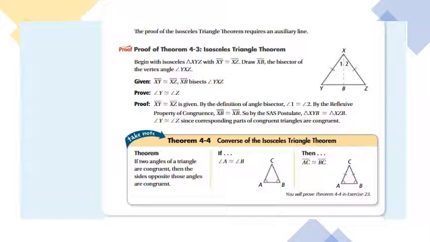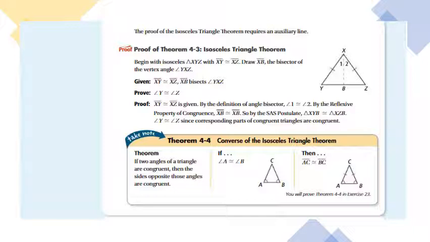And then by the definition of angle bisector, you know what is the meaning of angle bisector? Of course, this bisector bisects the angle into two equal parts. Is it right? We took it before and we did a lot of exercises about this. So, by the definition of angle bisector, angle 1 is congruent to angle 2. By what? By the reflexive property of congruence. So, XB is congruent to XB.